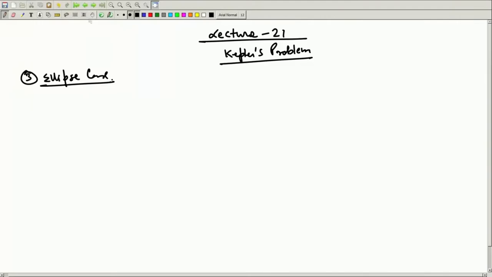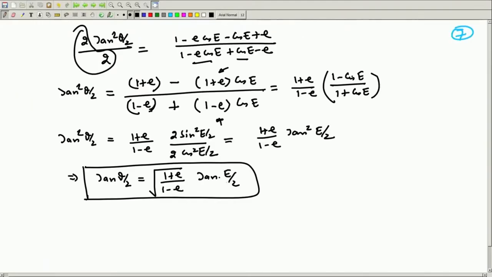Okay, welcome to lecture number 21. We have been discussing the Kepler's problem, so we continue with that. Going back to the equation that we have derived, tan theta by 2 equals square root of (1 plus e divided by 1 minus e) times tan E by 2. We will continue with this.